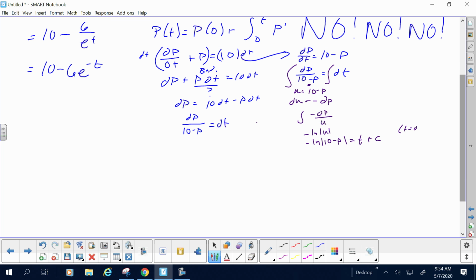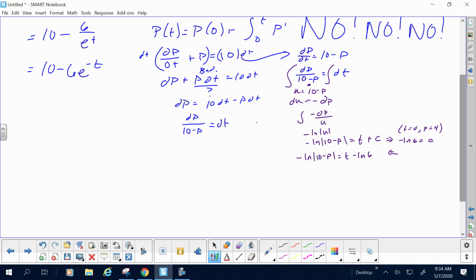Time equals 0, p equals 4 is used. Then we get something like negative log of 6 equals c. So if we then go back and put that in, negative log of absolute value of 10 minus p equals t minus log of 6. Now, it's typical that you solve for p. They'll usually say in the question, solve for p as a function of t.